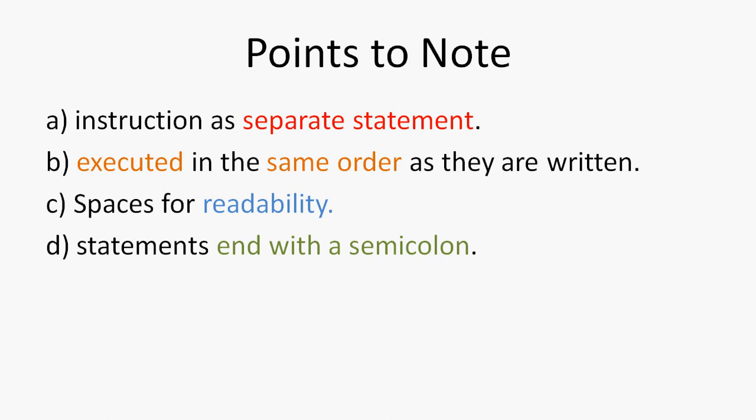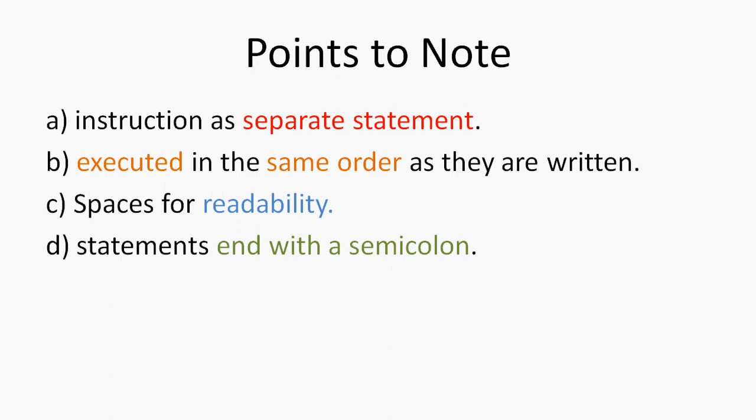In C, each instruction is written in a separate statement. These statements will be executed in the same order as they are written, unless we explicitly tell the program to jump or transfer the control. A blank or tab space can be inserted between the words to improve readability. And every C statement must end with a semicolon. This semicolon will act as a statement terminator.